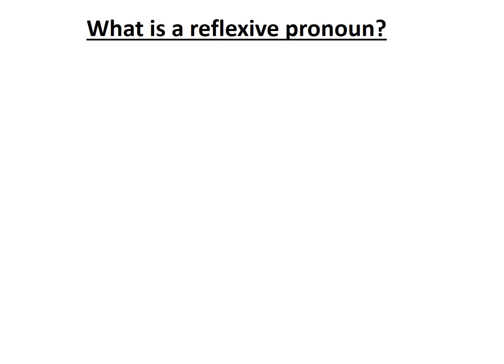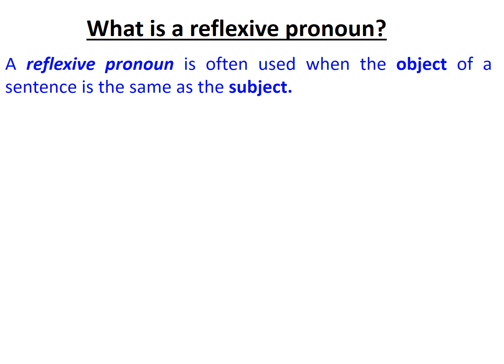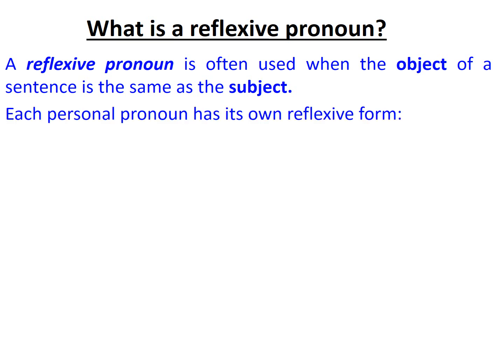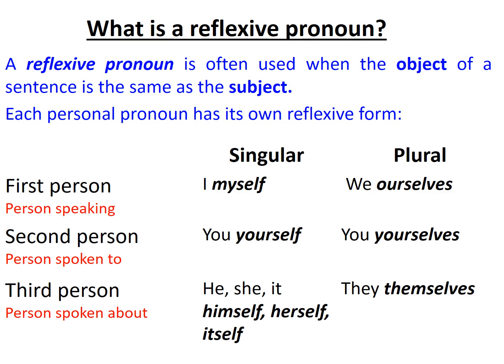In this video we'll be answering the question, what is a reflexive pronoun? So, a reflexive pronoun is often used when the object of a sentence is the same as the subject, because you know a sentence needs a subject, an object and a verb. Each personal pronoun has its own reflexive form for the scenario when the subject and the object are the same thing. So why not learn this grid and hit pause just so that you can make yourself familiar.